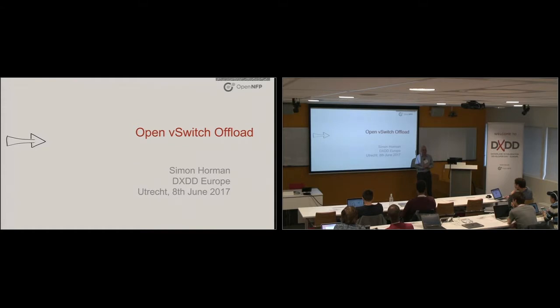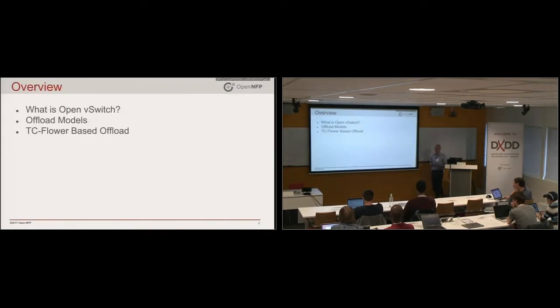I'm working with Netronome on primarily open source upstream facing activities. Today I'll be talking about two of those activities, and the first one is in this presentation, which is about Open-NFP. So I'll start by talking a little bit about what Open-NFP is, and then briefly cover two models that can be used to offload it in conjunction with the kernel. And then I'll do a little bit deeper dive into the TCFlower based approach.